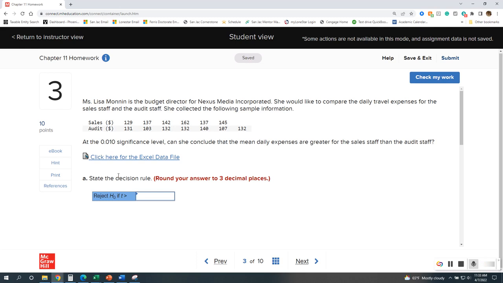So again, we need to figure out our numbers. And we're dealing with this 0.01 significance level. So again, since this is a one-tail test, because we're not dealing with whether they are the same, we're dealing with sales staff actually being greater than auditing. That's our alternative.